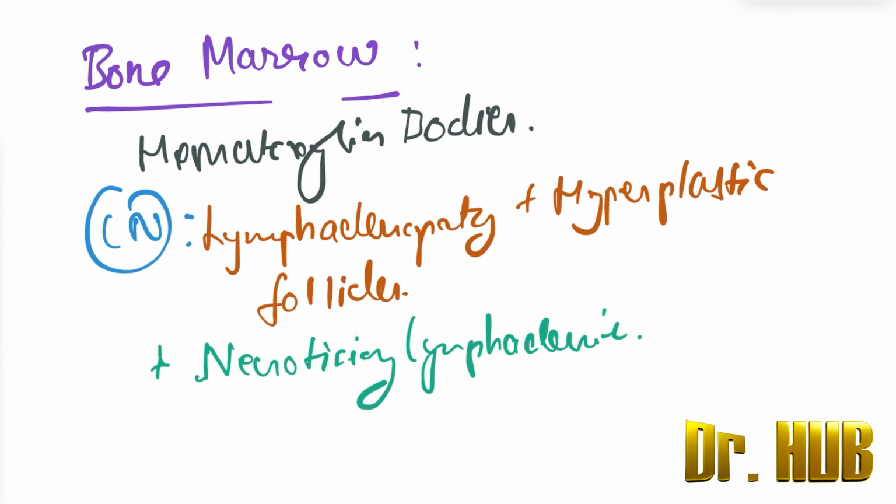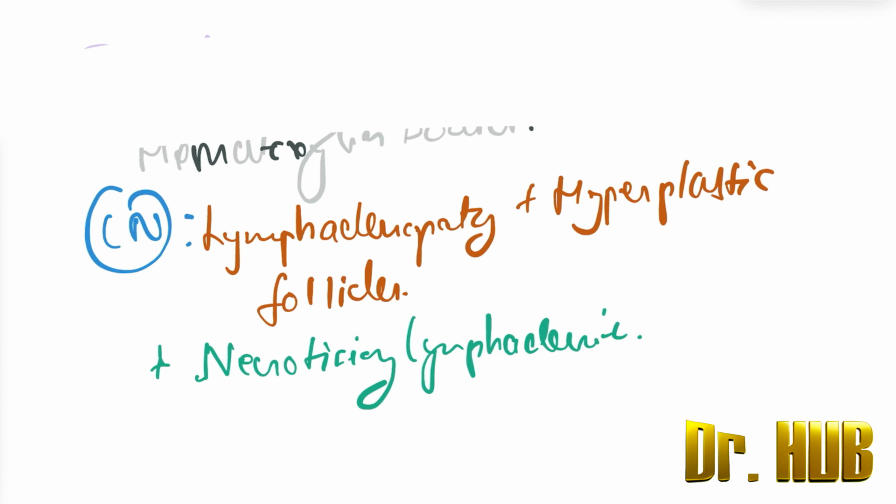Now let's just recap what we did here. We saw the presence of bone marrow. In terms of bone marrow, there are the hematoxylin bodies. In terms of the lymph node, there is the lymphadenopathy as well as the hyperplastic follicles. There is also the necrotizing lymphadenitis. Now let us answer our questions.